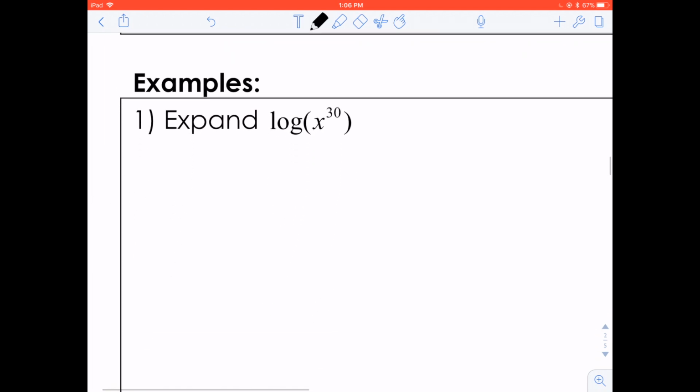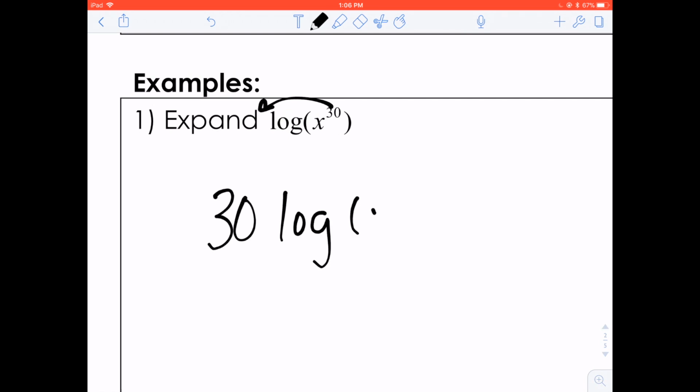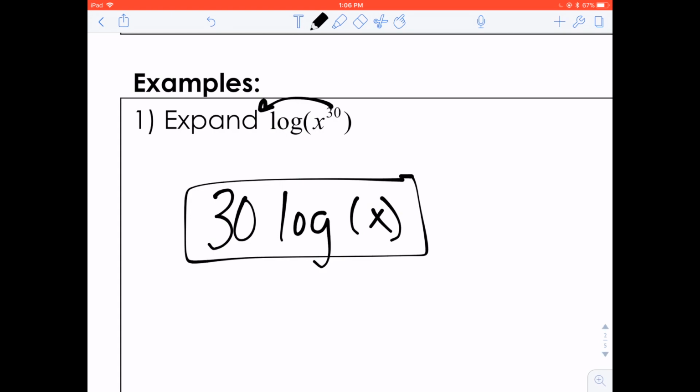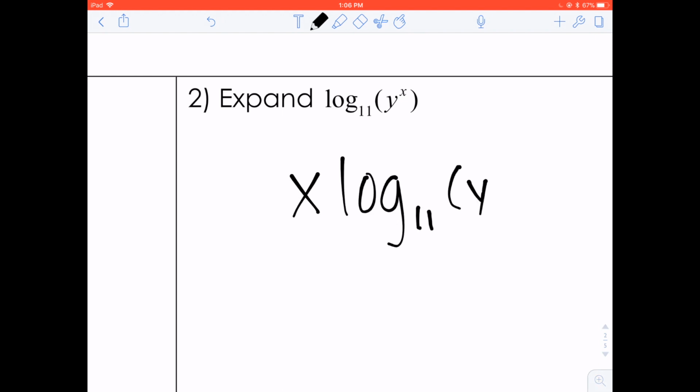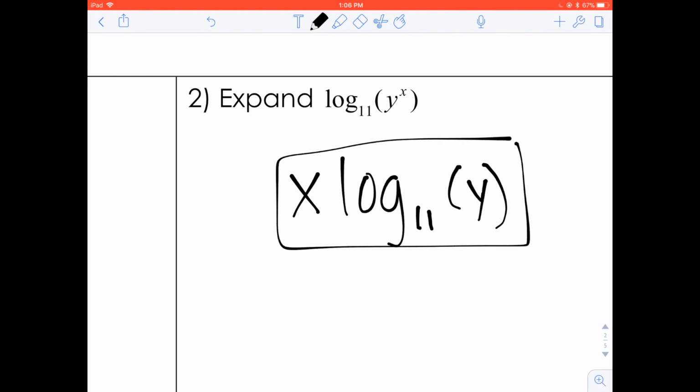All right, so in number 1, it's asking us to expand. So we're just going to bring that 30 to the front. So we have 30 times log of x, and that's our final answer. Go ahead and try number 2. After trying number 2, you should get x times log of 11 of y. Just bring that exponent out to the front.